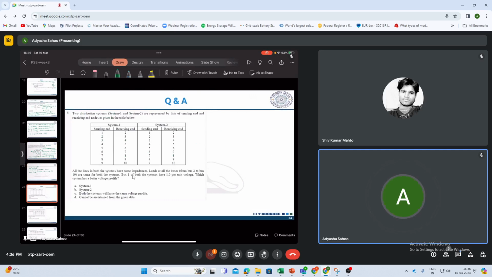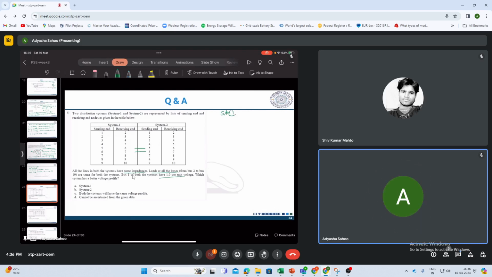Now let us see the next question. So two distribution systems, they are represented by their sending and receiving end nodes. All lines have same impedance. Loads at all buses are same. Both systems have 1 per unit voltage. So which system has better voltage profile? So are these connections same? No, from here that is different from here. So let us first draw this system.